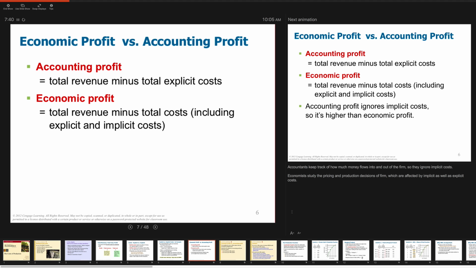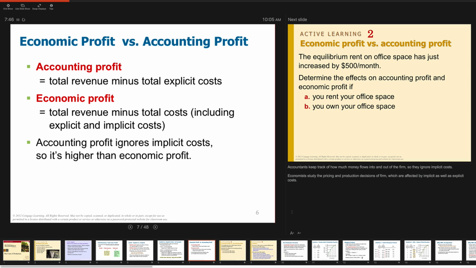And I think you'd have a hard time finding an economist who would call you dude. Accounting profit, because it ignores implicit cost, is always going to be higher than economic profit. So in real world terms, economic profit is more real because it takes total cost into account.